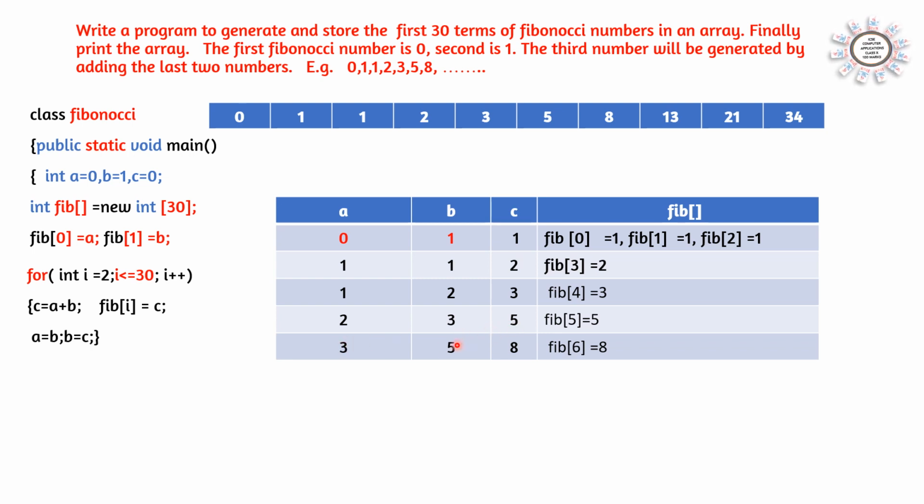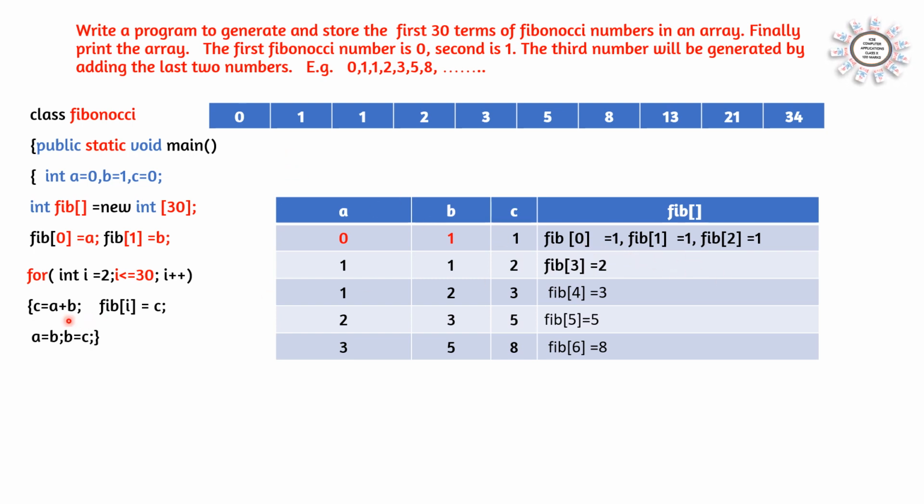And now we need 3 and 5, not 2. 2 we want to remove. So once again say A is equal to B. That means 3 will come in A and B is equal to C. 5 will come here. So 3 plus 5, 8. So like this we will find the Fibonacci number, and the number will be coming in C. And now how to store in the array? f 0 we have stored 1 and f 1 is equal to 1.